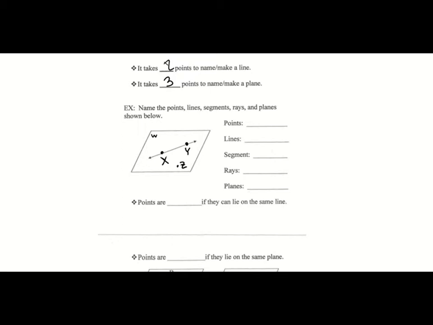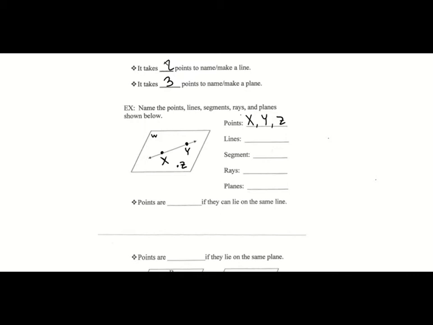So for our points, we are looking for all of our capital letters. And if we look at our drawing, I see we have a capital X, Y, and Z. Now that W in the corner, it's hard to tell with a W, but that is a lowercase w, so that is not a point on our plane. That's going to be used when we go to name our plane.